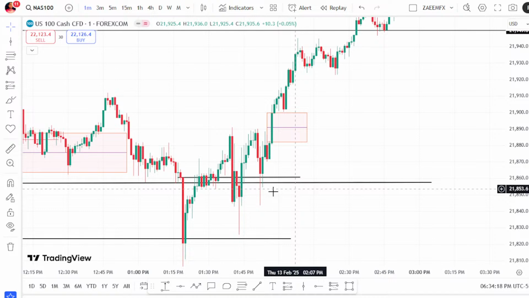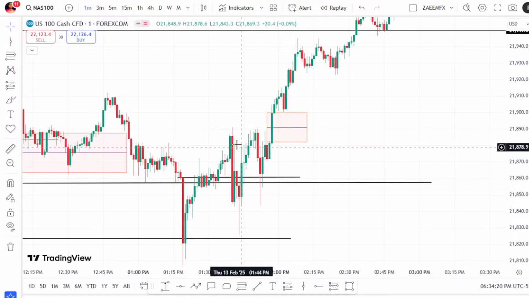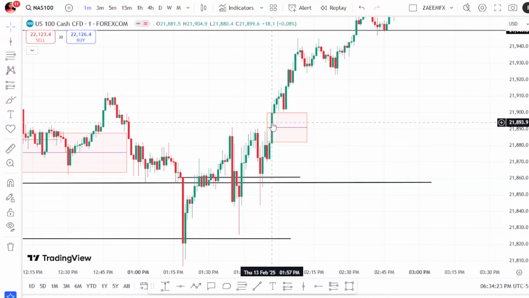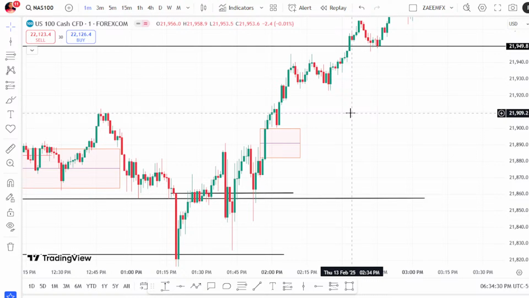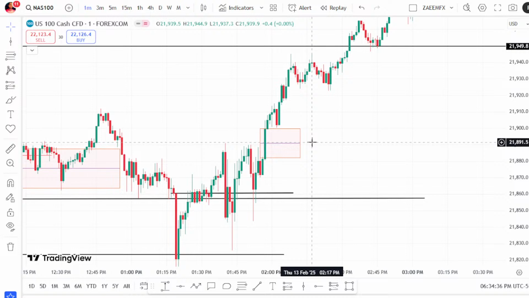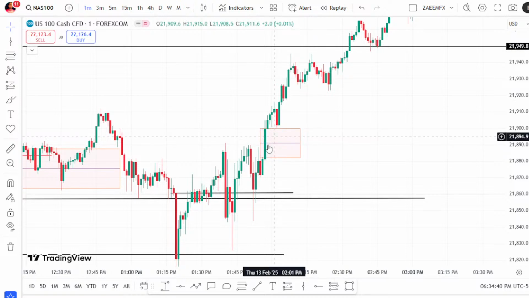And the market reversed. Once I have this candle here, look at it. I know this gap here will be a breakaway gap. That is what ICT teaches. He always talks about this breakaway gap.